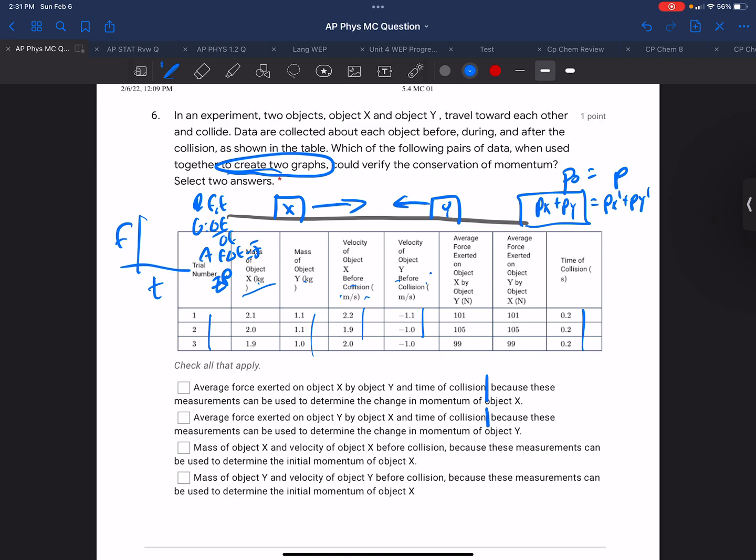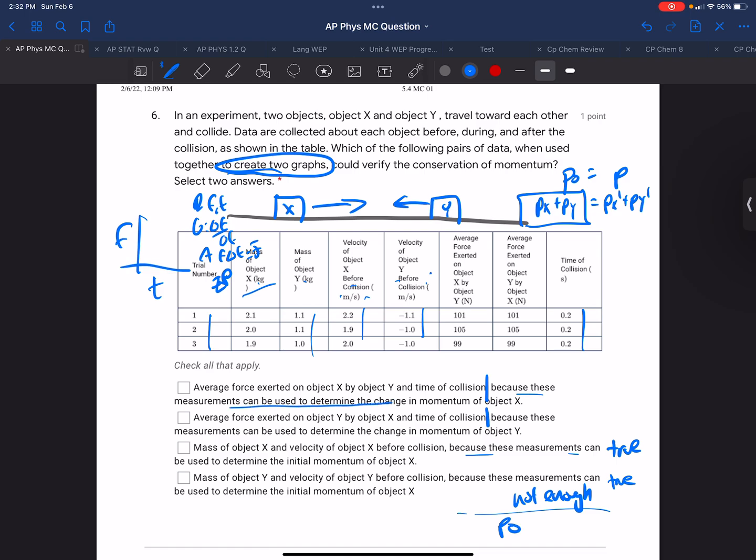Mass of x and y before the collisions, because they can be used to determine the initial momentum of x. This is true, but alone can't give us the value. Velocity of x and y before, because they're beforehand. That is true. These are true statements, but they are not enough. They can only be used together to show us the initial momentum, not the final.